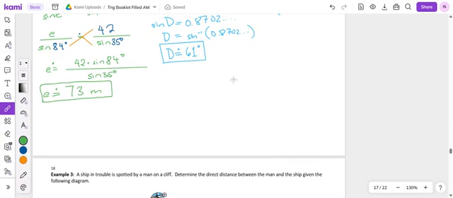Now, if you want to be really keen and provide a beautifully looking solution, we can make a therefore statement where we list off what we found. Angle D, 61 degrees. Angle E, 84 degrees. And side E, 73 meters.